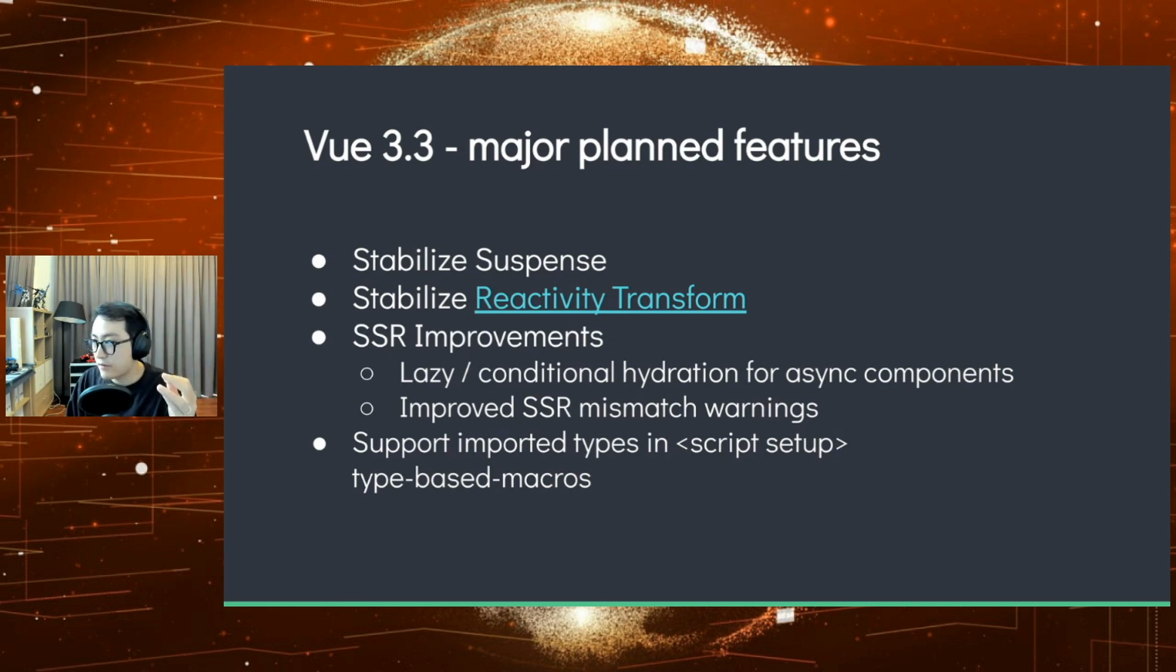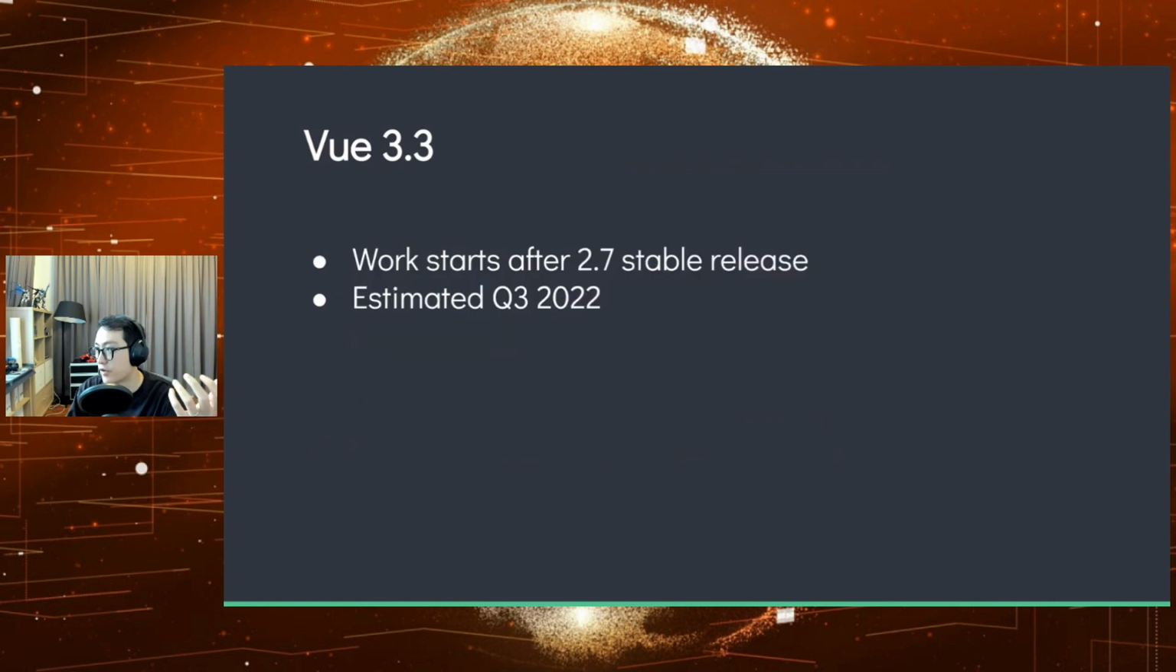Another important thing that a lot of users have been asking for is supporting imported types in script setup type-based macros. For example, when you do defineProps with a type signature, currently you cannot use any imported types in it. It'll work at the type checking level, but the compiler cannot follow those imported types. So we plan to address this in 3.3 as well, so that you have more freedom organizing your types in a TypeScript-enabled project. These are the major things that I want to mention. Obviously, there are going to be a ton of other things. We'll probably have a more formal roadmap when we are done with 2.7.